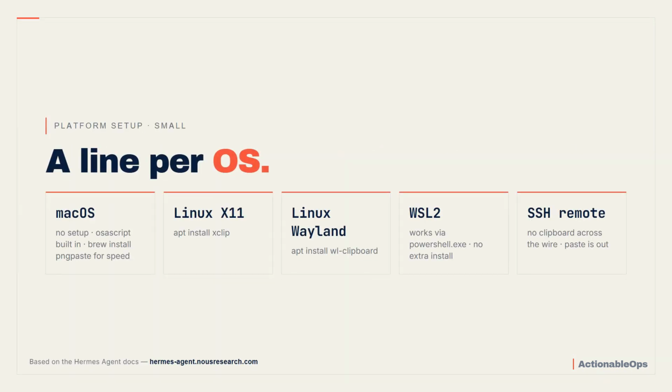Platform setup is small. On Mac, nothing. Hermes uses OSA script, which ships with the OS. On Linux X11, install xclip. On Wayland, install wl-clipboard. On WSL2, it just works via PowerShell. On a remote SSH session, paste is out because the clipboard does not cross the wire.